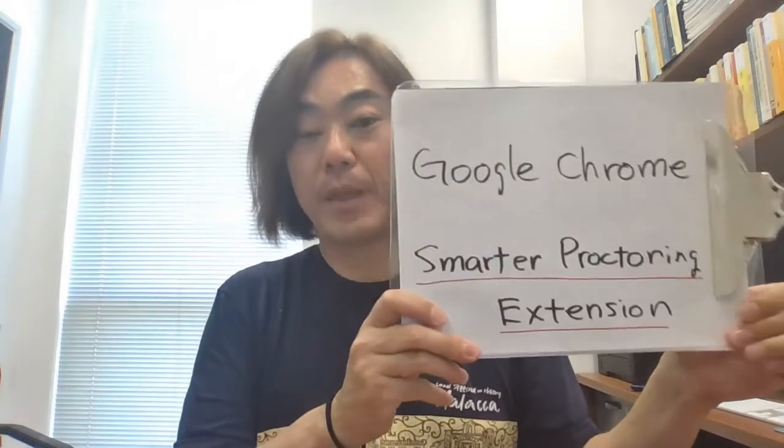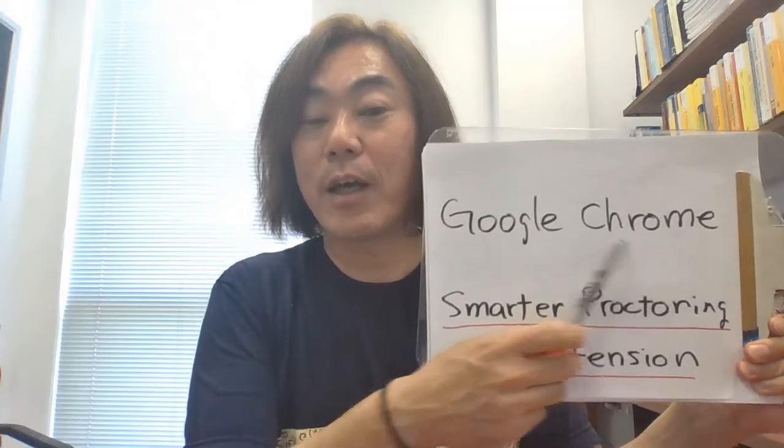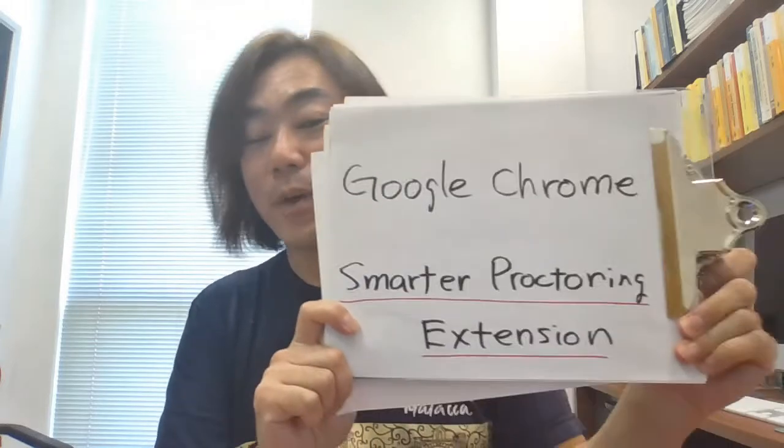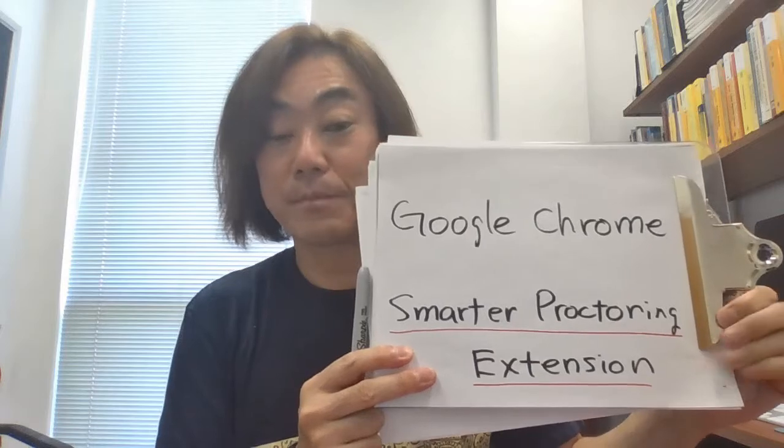But when you use Smarter Proctoring, you have to use Google Chrome. Google Chrome is the only browser that is compatible with Smarter Proctoring. Do not use any other browser like Firefox or whatever. Only Google Chrome can be used for Smarter Proctoring.